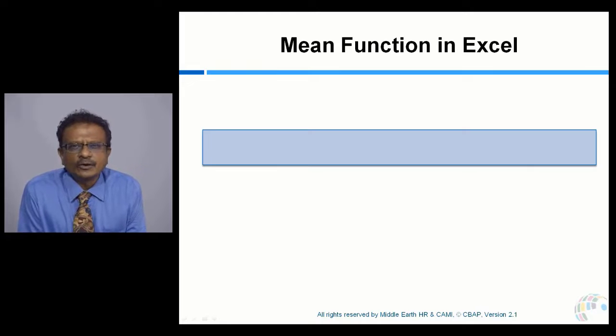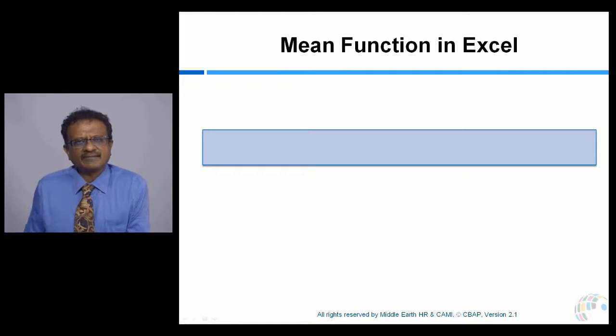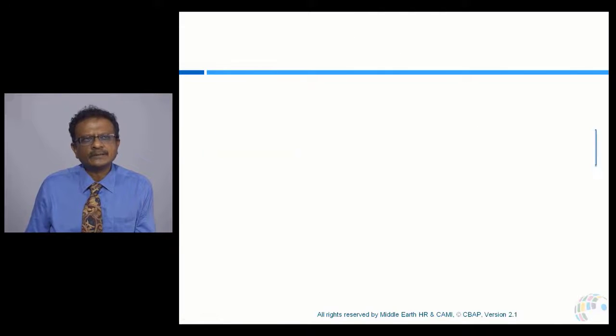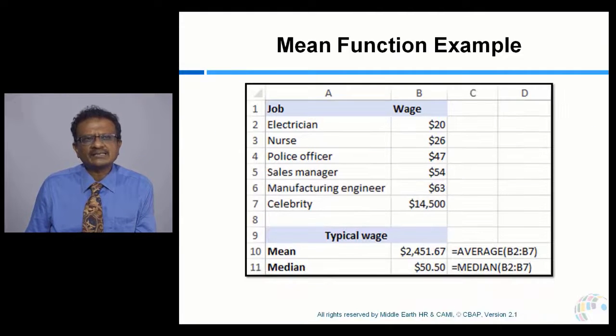Central tendency, we talked about mean. Mean is nothing but the average, and in Excel, the function which we use is called average. Let's take a look at a quick example. You just give the average of a particular range.